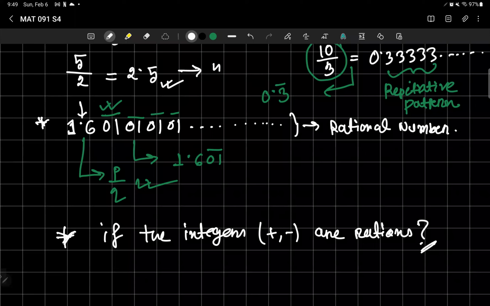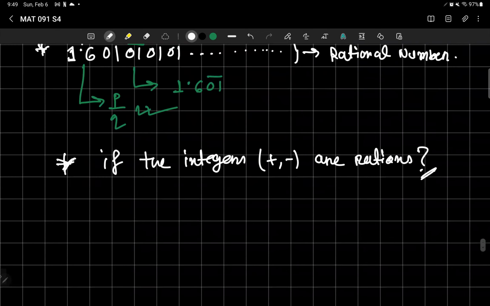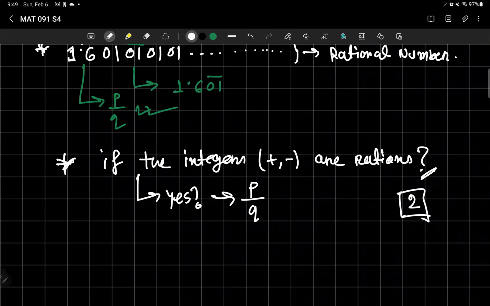Do you think the integer numbers are rational numbers? Yes, sir. Why? Because they can be written in p by q form. Okay, so let's say I take an integer, let's say 2. How can I write it in this format? This p by q, where p and q are co-primes.